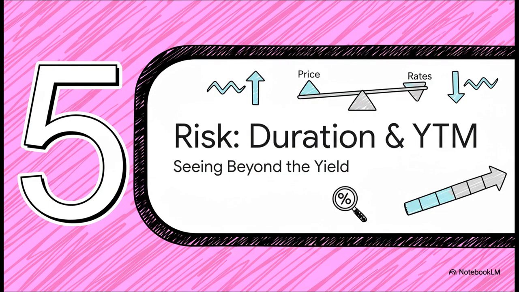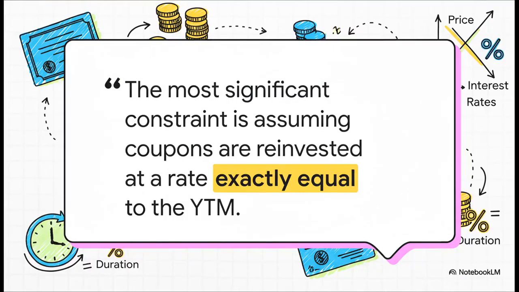All right, now for arguably the most important part, risk. The most common number you'll ever hear for a bond's return is its yield to maturity, or YTM. But this number has a massive, hidden flaw that you absolutely need to understand. So here's the deal with YTM. It's built on this one giant and kind of shaky assumption.